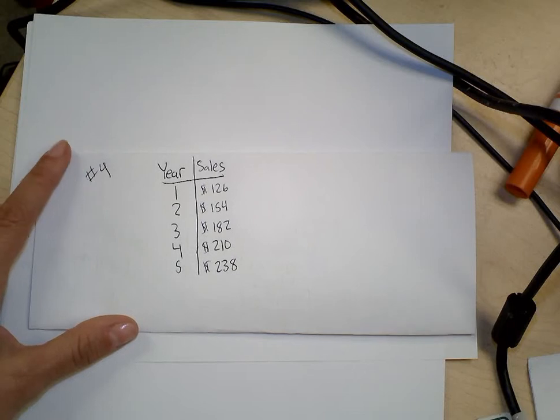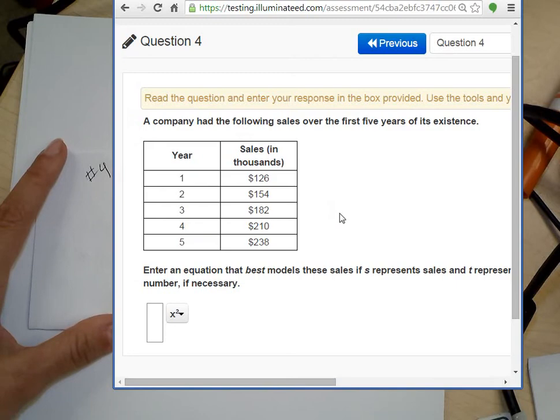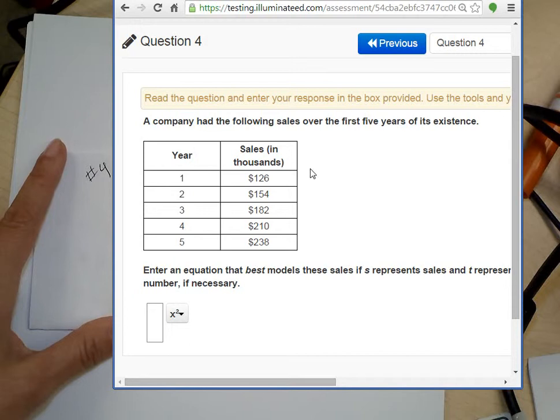Okay, I'm going to be going over number 4 from the test. Number 4 says, a company had the following sales over the first 5 years of existence. Write or enter an equation that best models these sales. Now, best means it's not going to be perfect. This is a real life scenario, but we want a model that best fits the function.